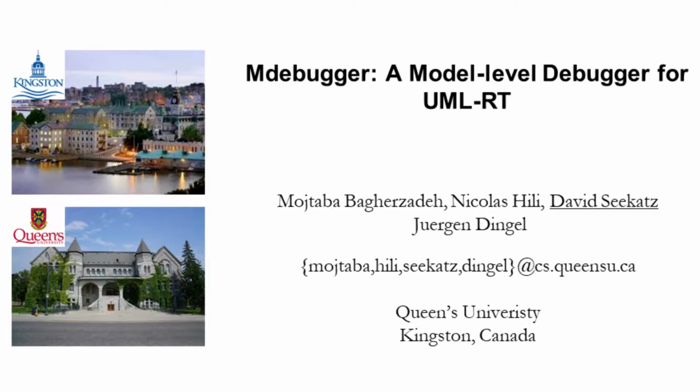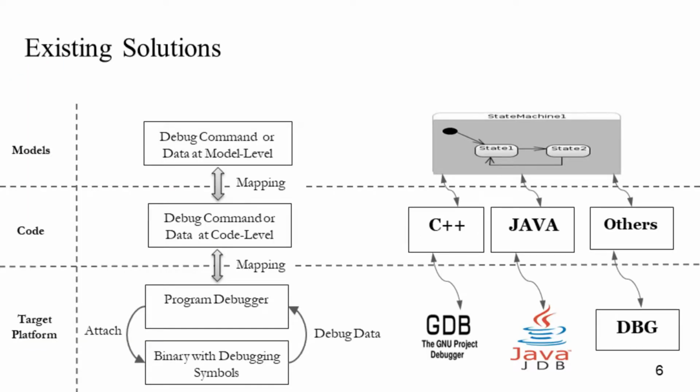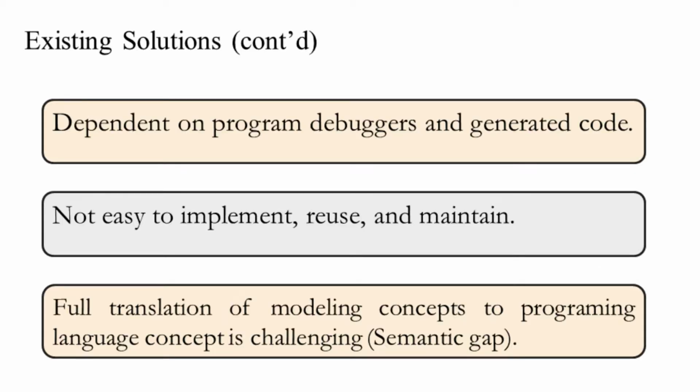Before we begin, I'm going to take a moment to talk about what makes MDebugger unique. Most existing model-level debuggers map debugging features from the code level to the model level. This solution is dependent on program debuggers and generated code specific to each potential target language. If there is a large semantic gap between the modeling language and the target language, the debugger may give the look and feel of debugging generated code rather than the model itself. Additionally, a change in the target language means that an entirely new set of debugging tools must be used.